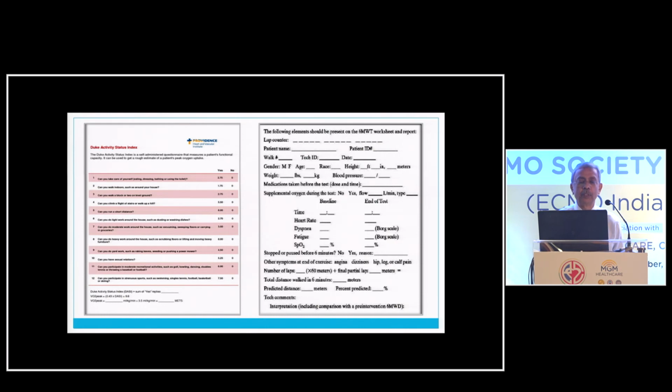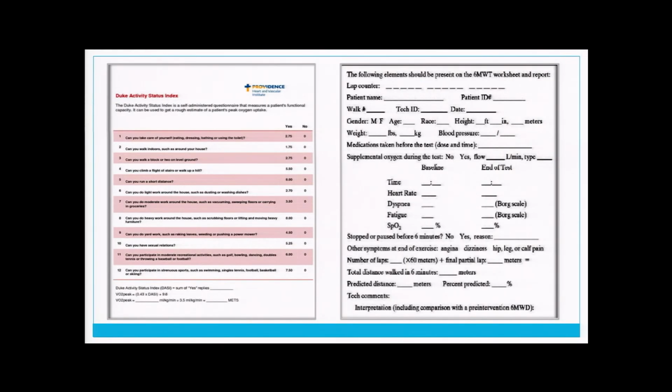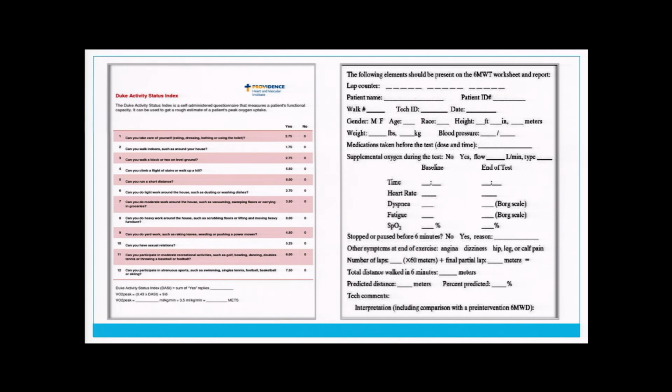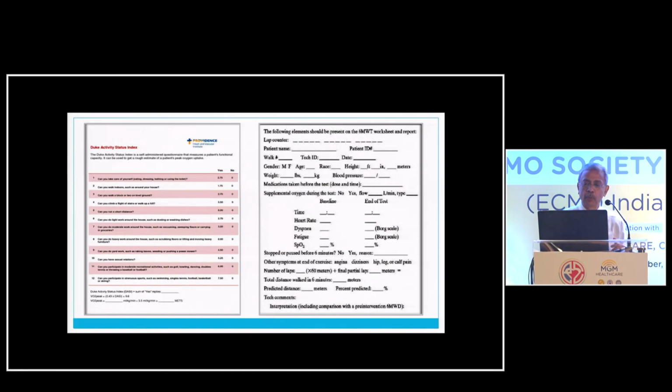We do use a lot of validated scales. This one on the left is the Duke Activity Status Index, which is a self-administered questionnaire wherein we will be able to find out the functional capacity of the patient. It also gives us provision with formulas to calculate approximately the VO2 peak as well as the METs. And on the right, we find the 6-minute walk test. For some of our patients who are not able to maintain the 6-minute walk test, we can even conduct a 2-minute walk test.